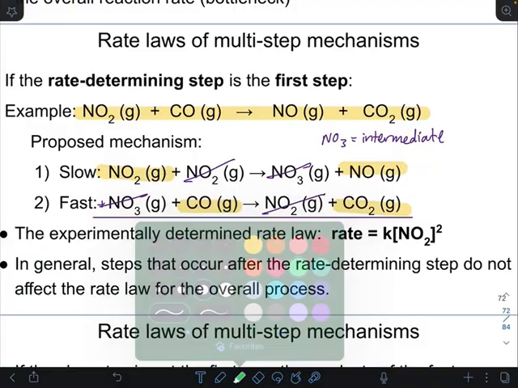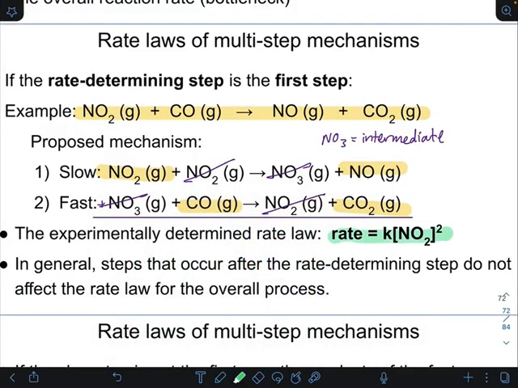My stoichiometry works. The other thing we need to check is to see if the experimentally determined rate law matches up with the rate law of the proposed mechanism. And what we are going to assume is that the slow step determines the rate. So I am going to look at the slow step of my proposed mechanism and see if the rate law of this single step matches up with the rate law of my overall reaction.